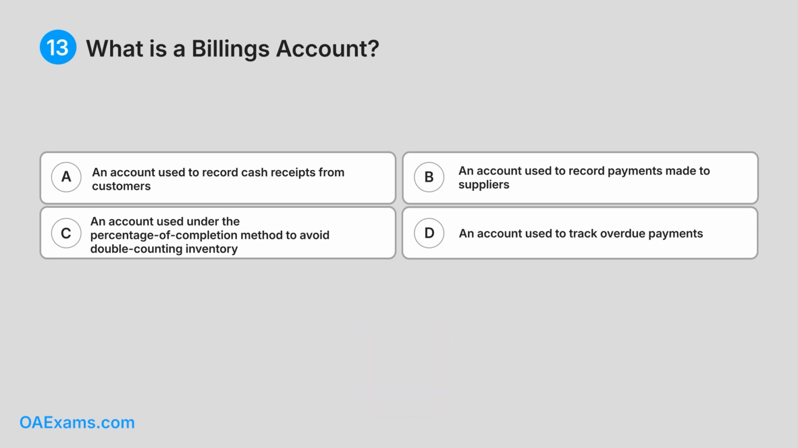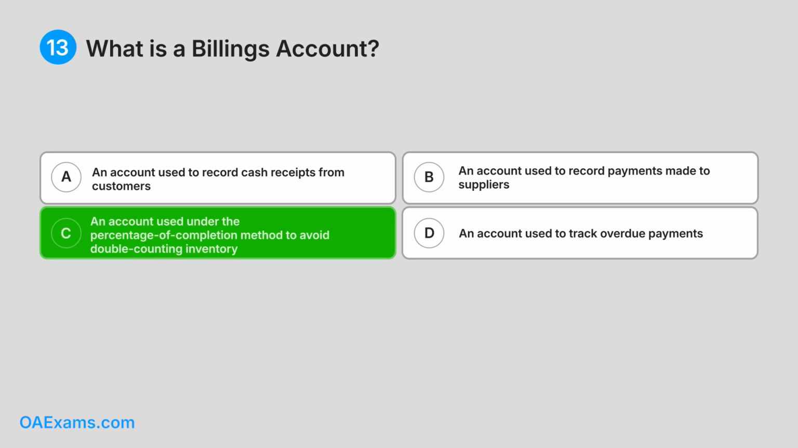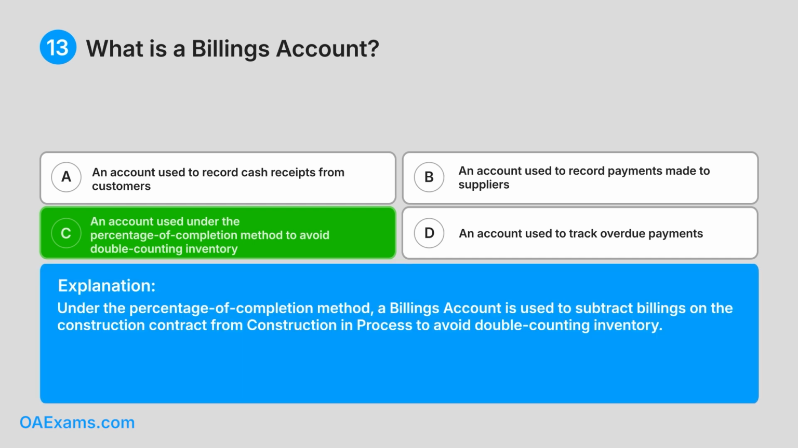Correct answer: C. An account used under the percentage of completion method to avoid double counting inventory. Explanation: Under the percentage of completion method, a billings account is used to subtract billings on the construction contract from construction in process to avoid double counting inventory.